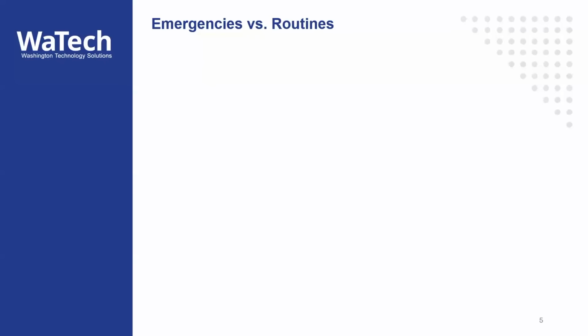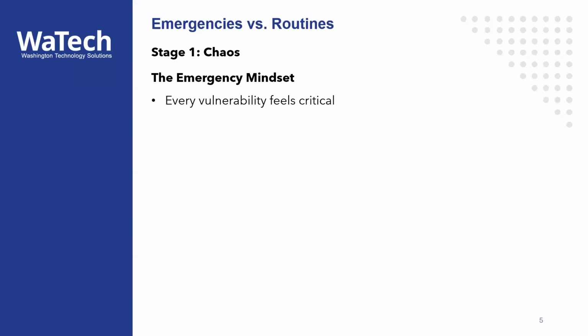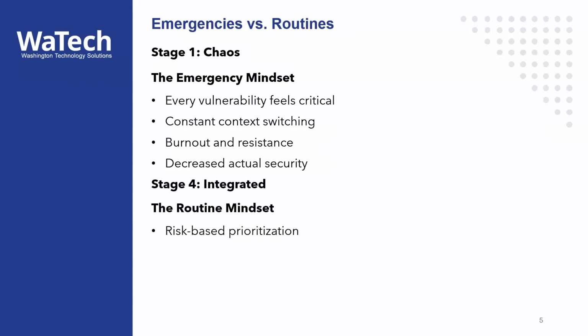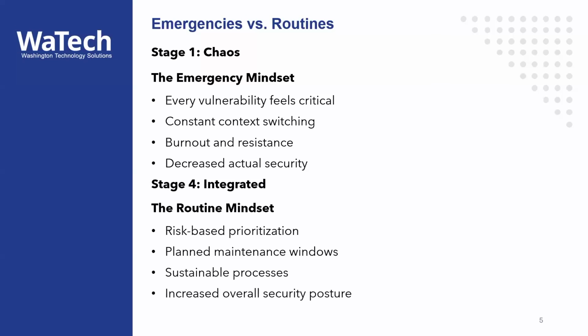I don't have time to go through each level of that pyramid in detail, so I'll give a snapshot of what it looks like at the bottom and at the top. At the bottom, you have an emergency mindset. Every vulnerability feels critical. There's constant context switching. Burnout is real. And this actually decreases security, because when everything's critical, you have no sense of what can be triaged and what isn't important to your system. Whereas at the integrated level, it's more of a routine mindset: risk-based prioritization, planned maintenance windows, sustainable processes, and overall more secure because you can prioritize.